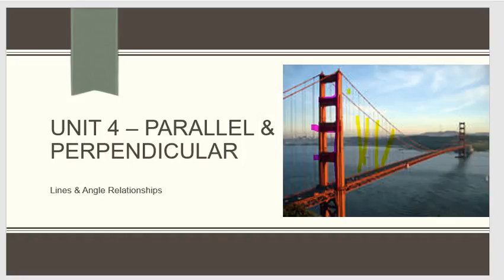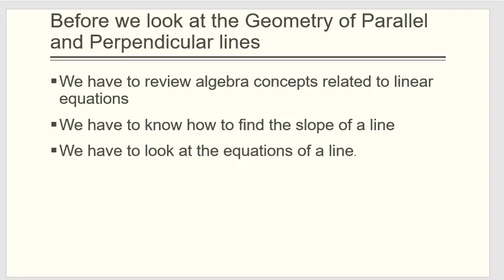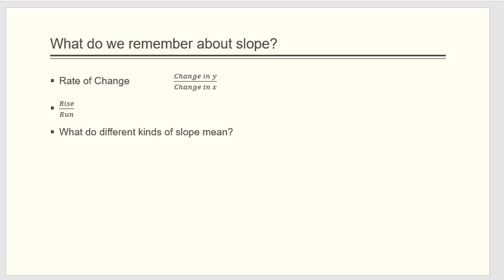Since we're going to be working with lines, we need to do some review of our algebra skills. So we're going to start with that today. We have to look at those relationships that are related to linear equations. We have to know how to find the slope of a line, what the slope of a line means, and we have to look at the equations of a line. Looking first at the slope of the line, you may recognize the rate of change, the change in y over the change in x, and then of course that old rise over run that we talked about with slopes in Algebra 1. So what do these different slopes look like and what do they mean?